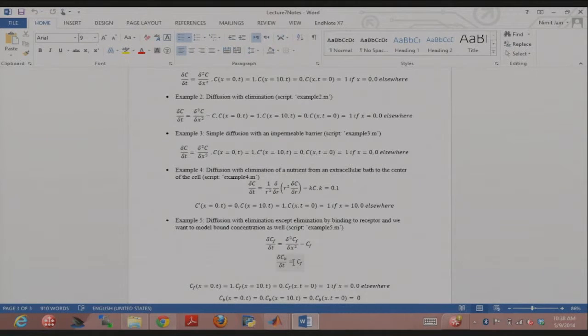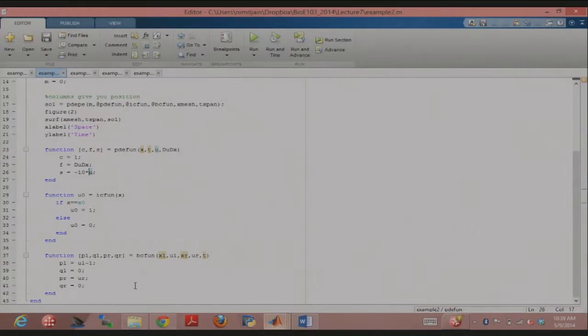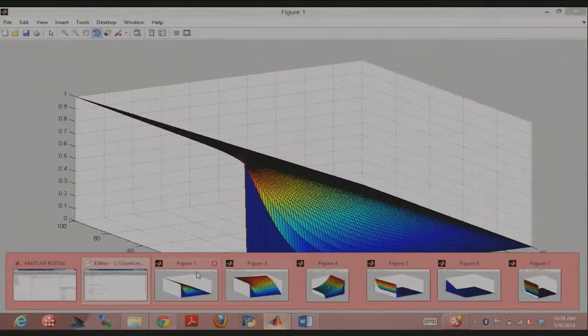This profile holds only at steady state, so at steady state A would be 0 and you just get a flat line. That makes sense: you have an infinite source at x equal to 0, so stuff is not getting diluted out there, and it's impermeable at the other end, so everything is going to approach 1 by the end. If you run figure 3 long enough, let's go to example 3, and run it for 1,000 time points instead.